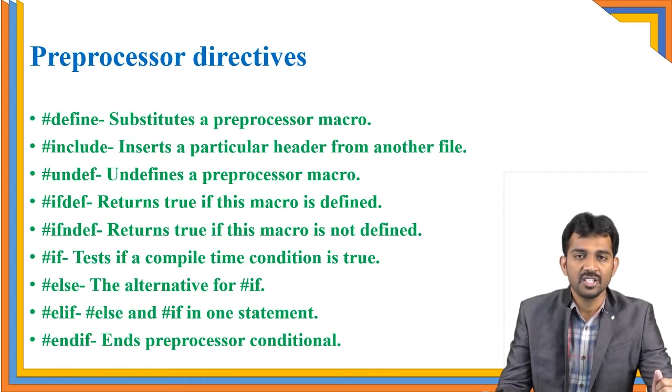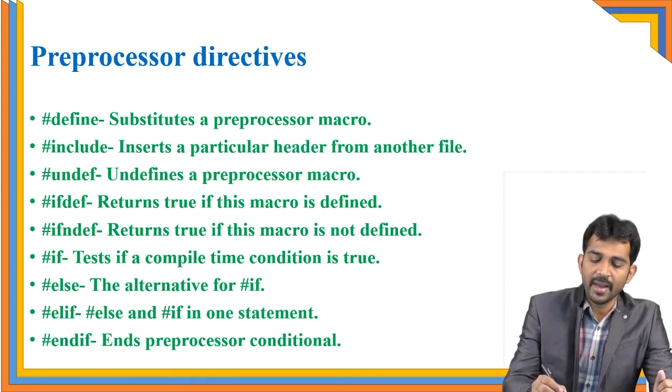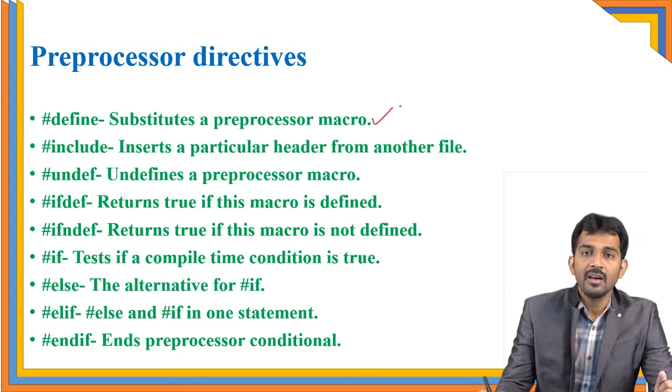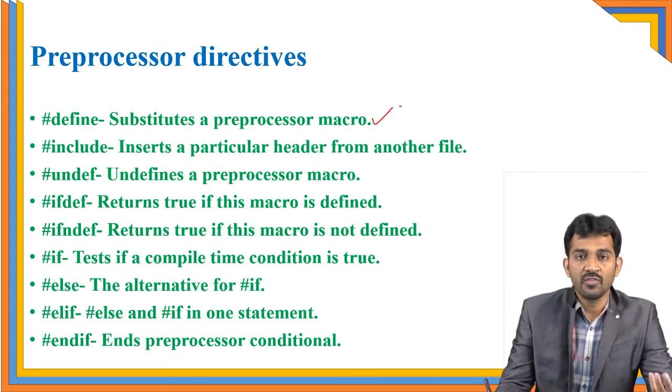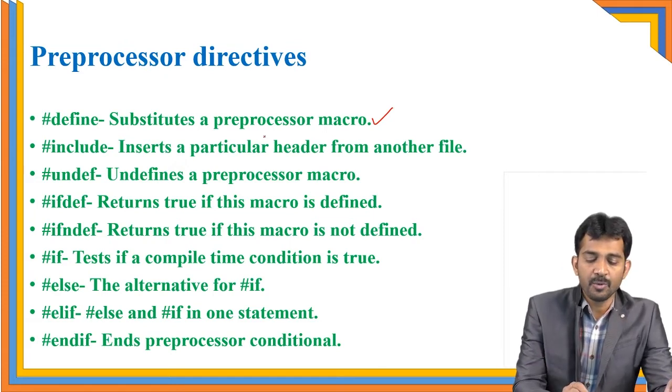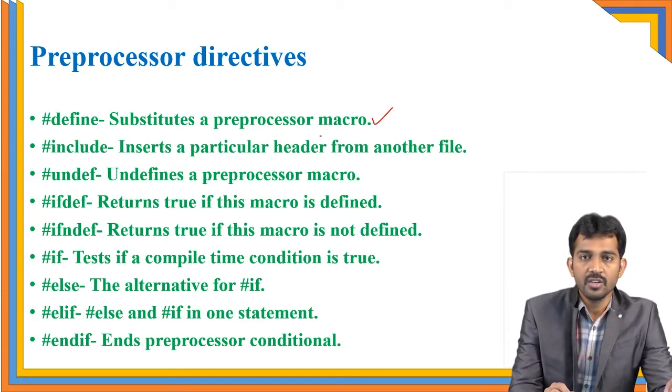See, the first one is hash define. If you want to define values, predefined values or functions, you use hash define. It substitutes a preprocessor macro. And hash include, you know already, inserts a particular header file into your program, right?